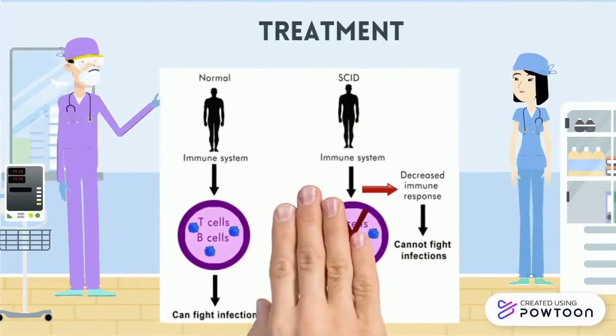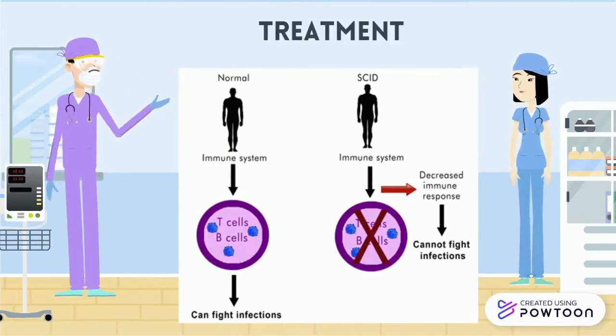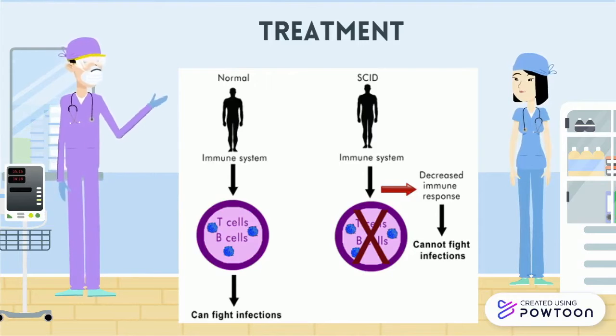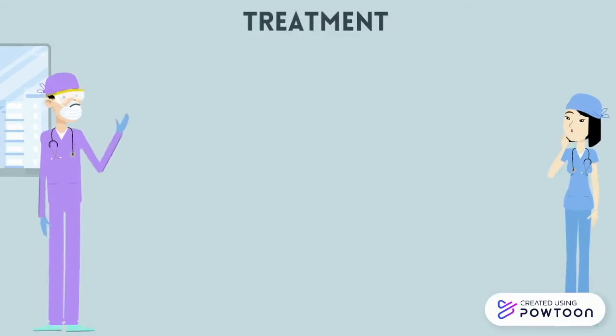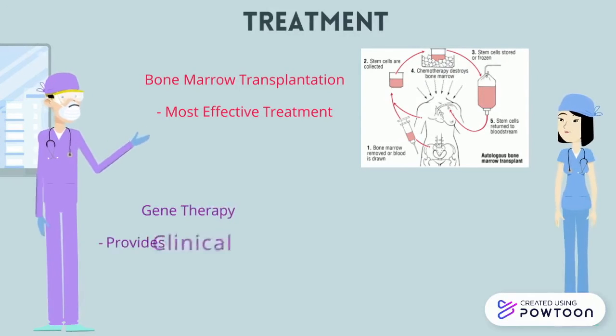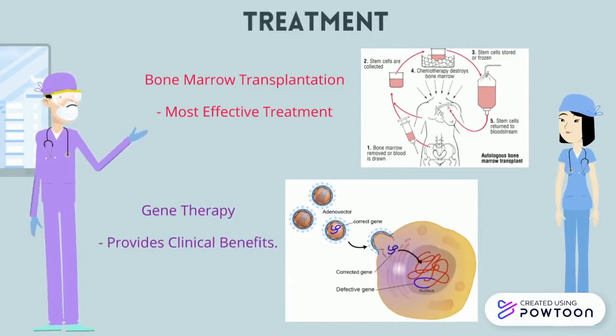X-SCID patients are unable to make T lymphocytes and the B lymphocytes fail to make essential antibodies for fighting infections. Without these lymphocytes, patients develop fatal infections. As of today, bone marrow transplantation, also known as BMT, has been the most effective treatment, and gene therapy provides clinical benefit to X-SCID patients.